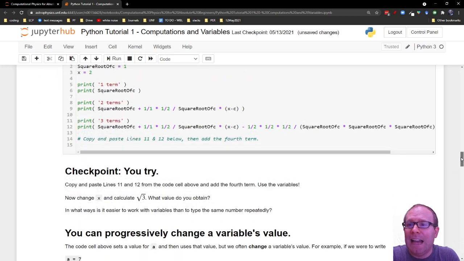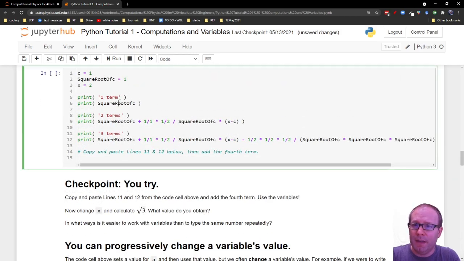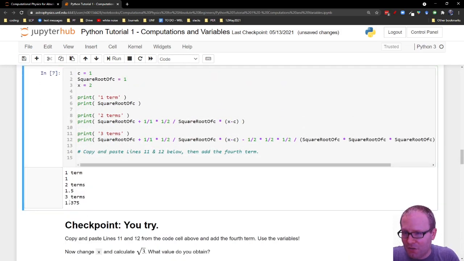Right? And so what we can do is declare some variables. So here I've got the exact same calculation as before. When I run this, it's going to give me the exact same answers that we had before for our 1-term, 2-term, 3 terms. But instead I've written it in terms of variables. So first I've defined square root of c, right? I need to know what square root of c is because I'm going to be using it over and over again.